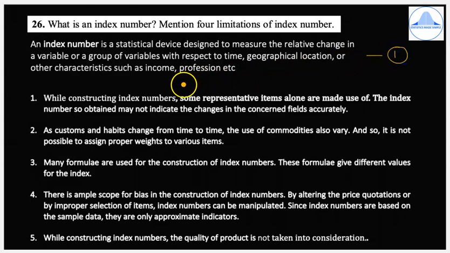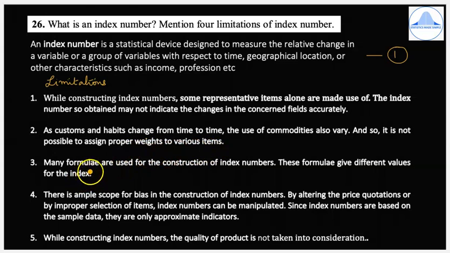Then the remaining 4 marks are for the 4 limitations. So there are actually 5 limitations of index numbers, but you need to write only 4 of them. So the first one is, while constructing index numbers, some representative items alone are made use of. So the index number so obtained may not indicate the changes in the concerned fields accurately. Second, as customs and habits change from time to time, the use of commodities also vary, and so it is not possible to assign proper weights to various items.